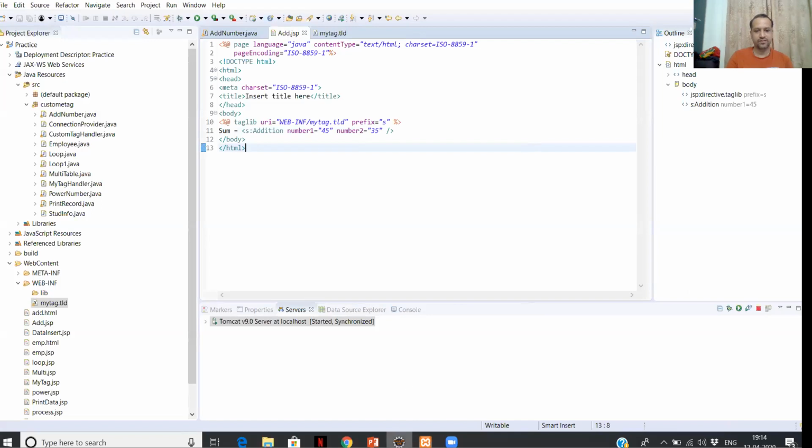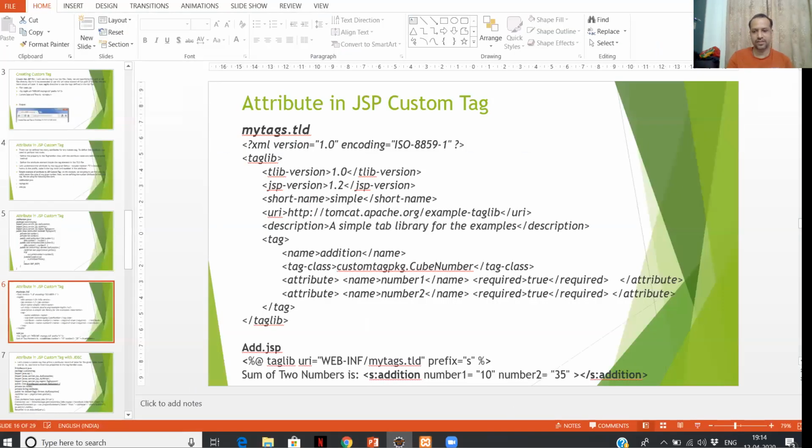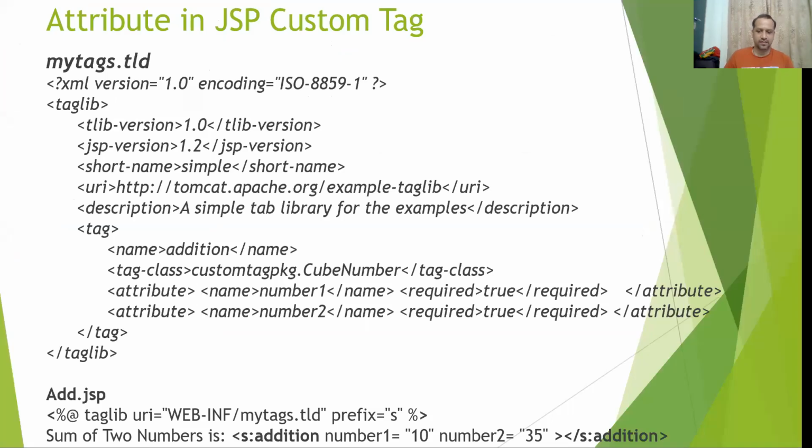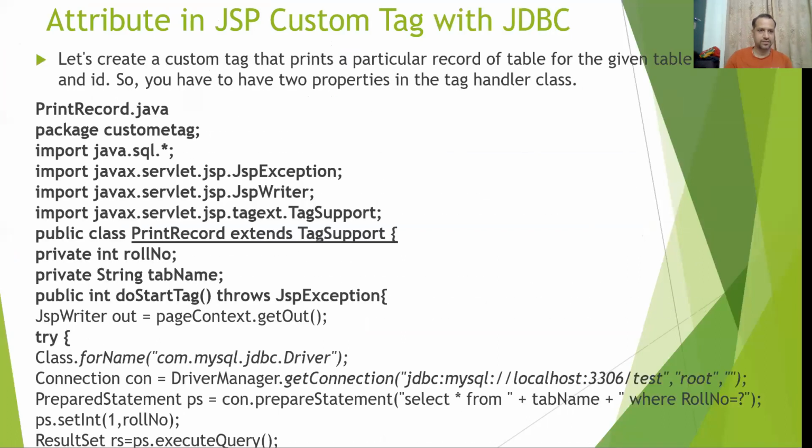Okay. Now this is done. After that, we are going to check how my custom tag is going to work with JDBC. In JDBC we have to create again one Java file that is going to print the record of that particular thing, whatever thing I am going to use.